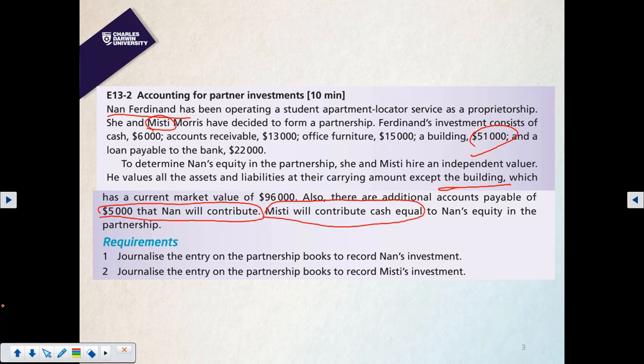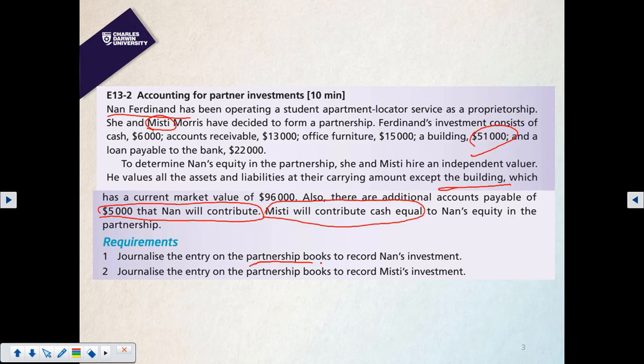$103,000. Anyone else? How much did you get? So it's going to be 6,000 plus 13,000 plus 15,000 plus 96,000 minus 22,000 minus 5,000. Is that correct? 103,000? Okay, very good. Is that okay? Everyone else got the same? Excellent. So the answer is going to be $103,000.